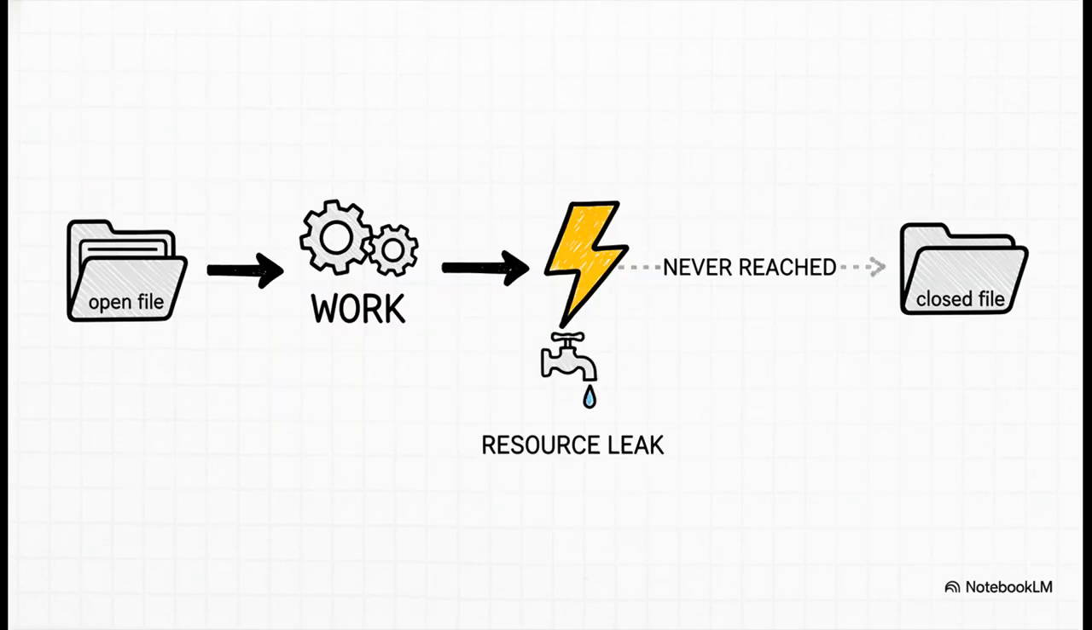So look at this simple code. You open a file, you do some work, and then you close it. Easy. But uh-oh, what happens if an error blows up right there in the middle while you're working? The program crashes, and that file.close line, it never even runs. That file gets left hanging open, locking up a system resource. This is a classic bug.